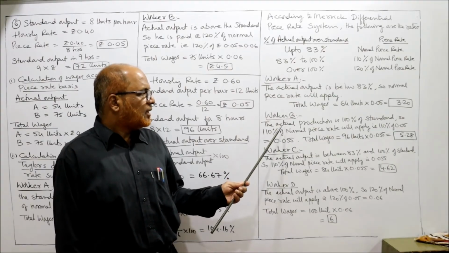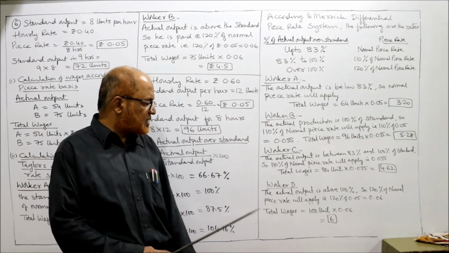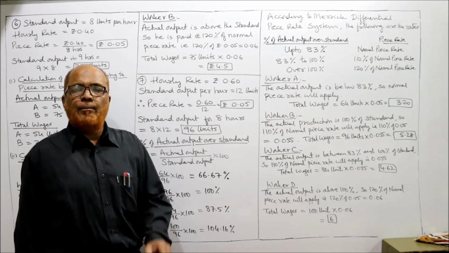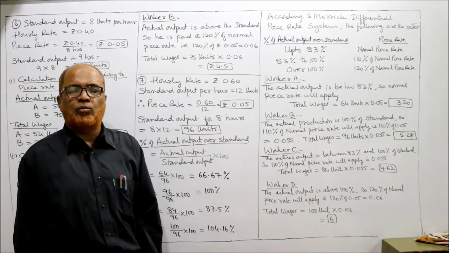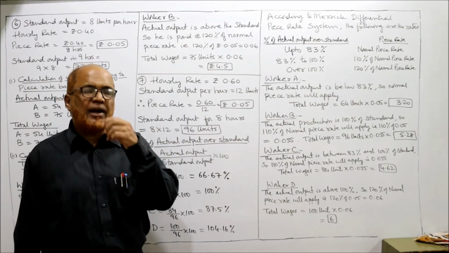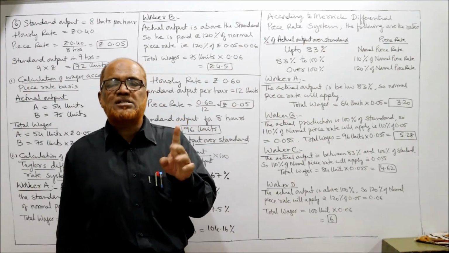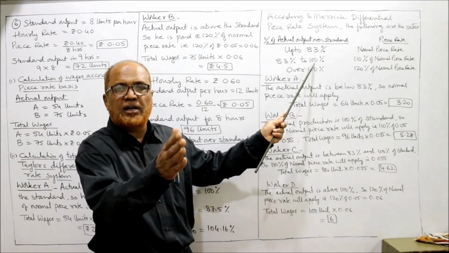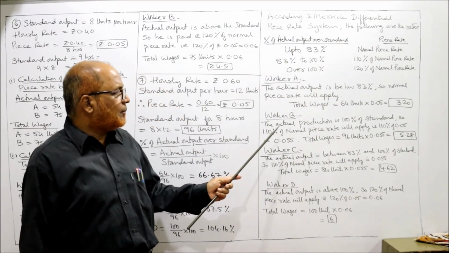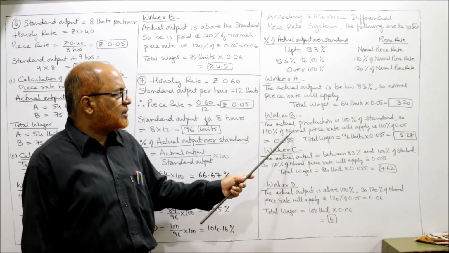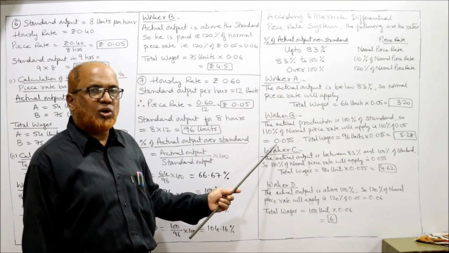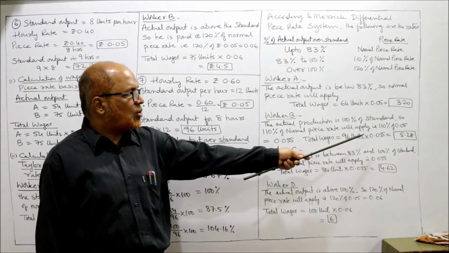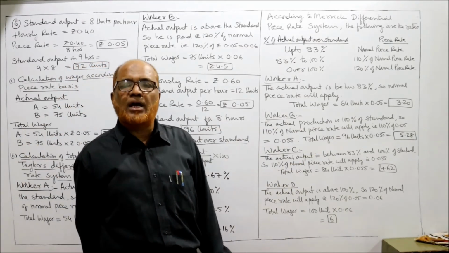Now worker B. The actual production is 100% of standard. You can see here 100%. For B worker, his actual output is 100% of standard. Standard is 96 and he has produced 96. Both are equal. 100%. So he will be paid wages at 110% of normal piece rate. Here it is given 83% to 100%, up to 100%, 110%. So you can see here the actual production is 100% of standard. So 110% of normal piece rate will apply. 110% of 0.05, 0.055. So total wages 96 units into 0.055, 5.28 total wages for worker B.